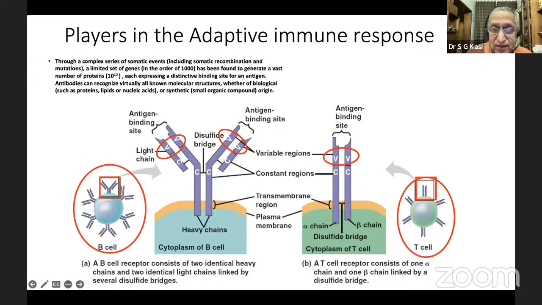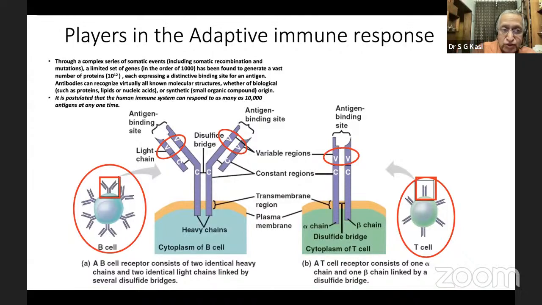And how does that occur? That occurs by a process known as somatic recombination and mutation, which occurs in this hypervariable region, as a result of which there is virtually no known molecule, either biological origin or synthetic, to which the body cannot produce an immune response. That is the diversity of the human adaptive system.